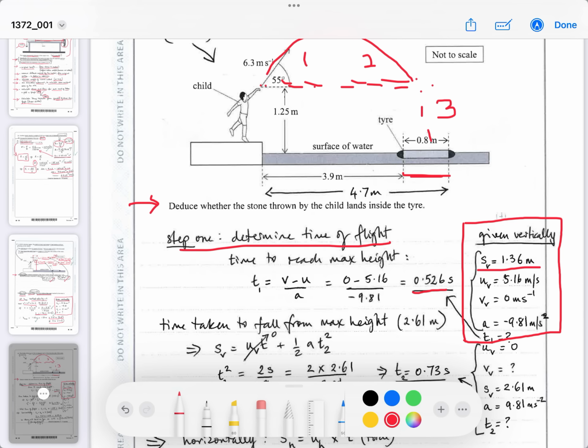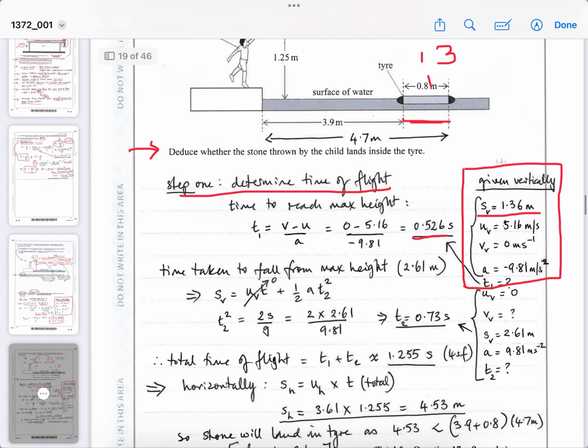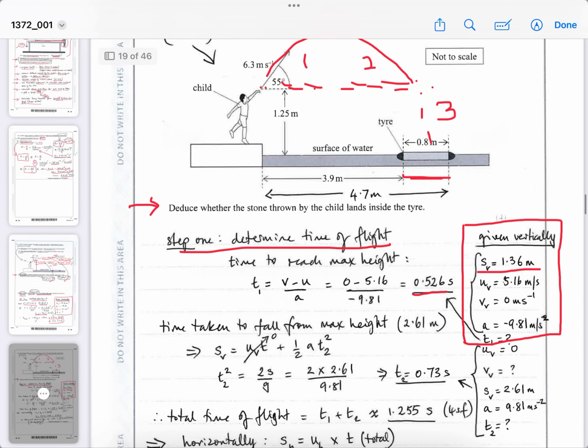Well, if it takes 0.526 seconds to go up, it takes another 0.526 seconds for it to come back to that same position. Okay, so you know something about the vertical height. Now, time taken to fall from the maximum height. Yeah, so it's going to fall 2.61 meters.